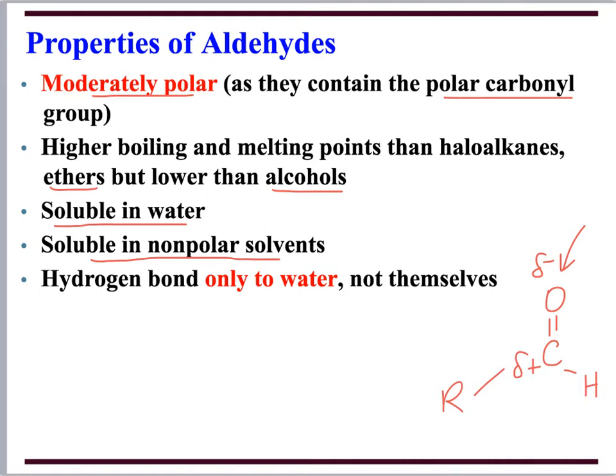Now, talking about hydrogen bonding. Because it's got that C=O, it cannot hydrogen bond to itself. Remembering hydrogen bonding allowed those boiling points to be super high because it made it really, really polar. That C=O does not allow for hydrogen bonding to other molecules of the aldehyde, but it does allow it to create dipole-dipole attractions with water. So that's where the moderately polar comes from. It's in between something that has hydrogen bonding with itself and something that is not able to create those bonds at all.